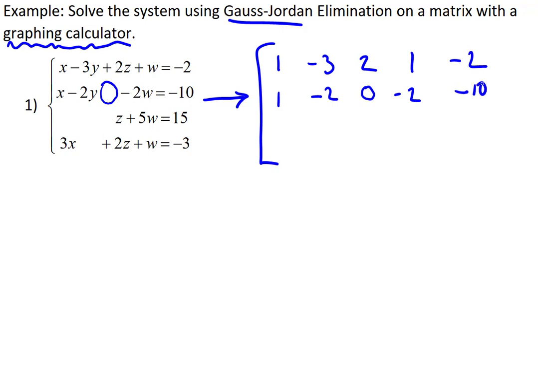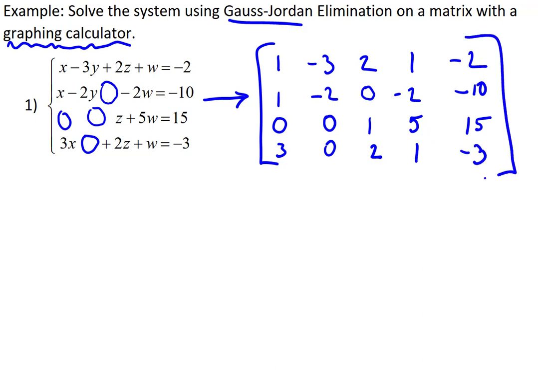Going on to our third row, notice the x is missing from that equation, so is the y, which means we have two zeros to start, and then a 1, and then a 5, and then a 15. And lastly, you'll notice the y term is missing. This means our matrix should read 3, 0, 2, 1, negative 3. And that does it for all four equations, now turned into four rows of a matrix.